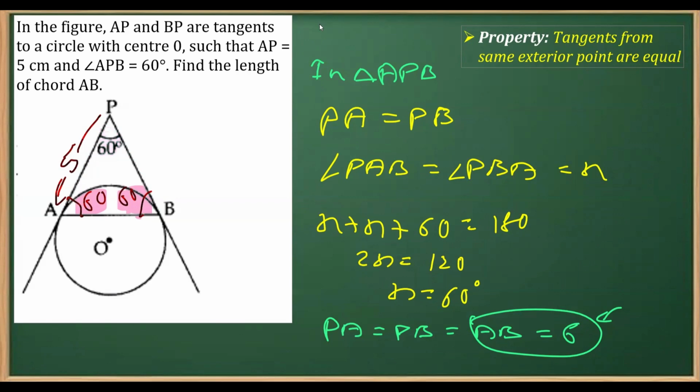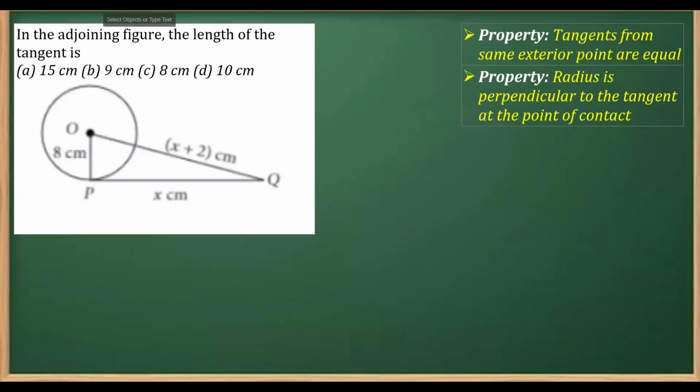But as I said in the beginning, if you write the statement, you do not have to write these things. Straight away say an isosceles triangle whose vertex angle is 60 degrees is an equilateral triangle, and you can write the length of AB directly as 6 centimeters, the reason being PA is 6 centimeters. Let's move to the next question now.